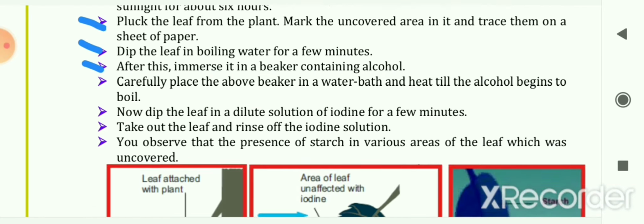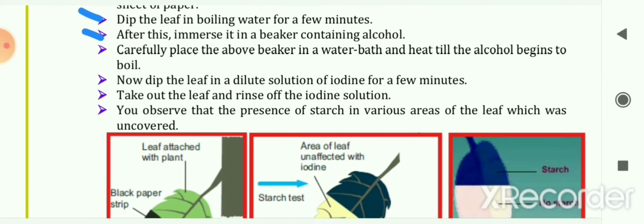After that, immerse that in a beaker containing alcohol. Then after, carefully place that beaker in a water bath and heat till the alcohol begins to boil. Then dip the leaf in a dilute solution of iodine for a few minutes. Take out the leaf and rinse off the iodine solution. So you will observe the presence of starch in the area of the leaf which was uncovered.